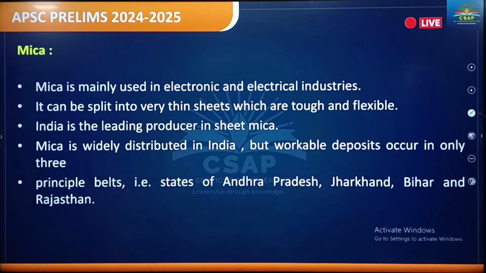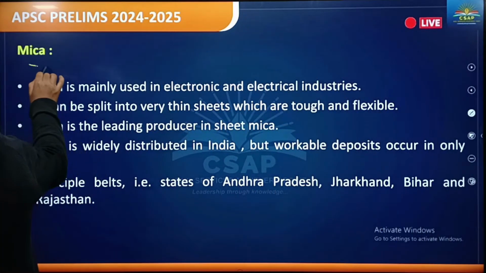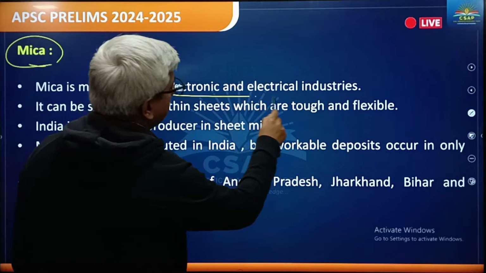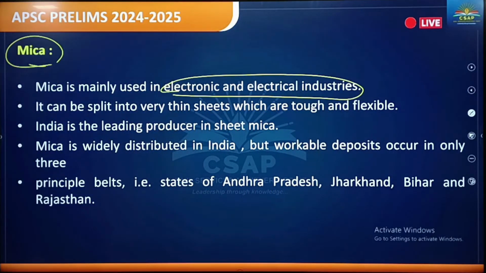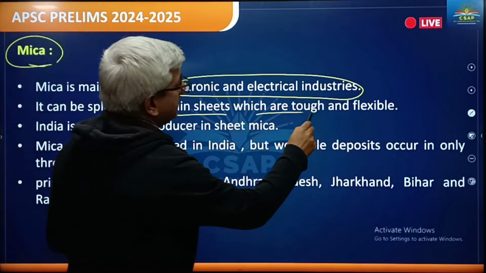Next we come to mica. So where is mica used? It is again an important mineral which is used in the electronic and electrical industries. Fine. And it can be split into very thin sheets which are tough and flexible. So mica is used for making very thin sheets which are tough and flexible.